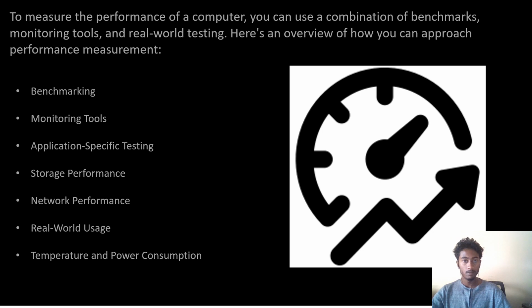To measure the performance of a computer, you can use a combination of benchmarks, monitoring tools, and real-world testing. Here's an overview of how you can approach performance measurement. So the overview is: benchmarking, monitoring tools, application-specific testing, storage performance, network performance, real-world usage, temperature, and power consumption.